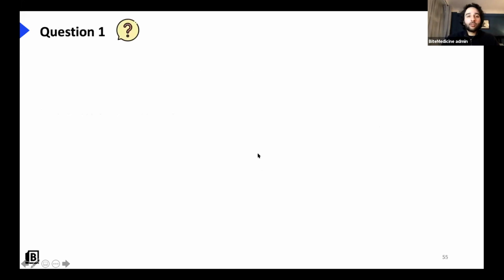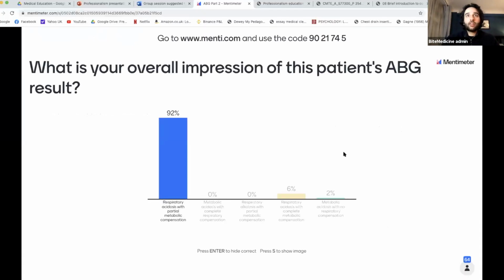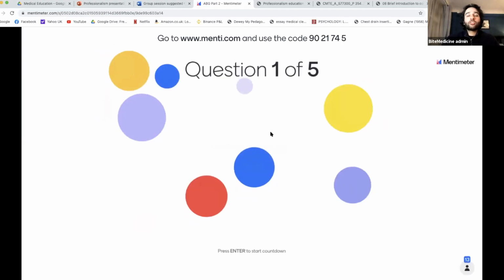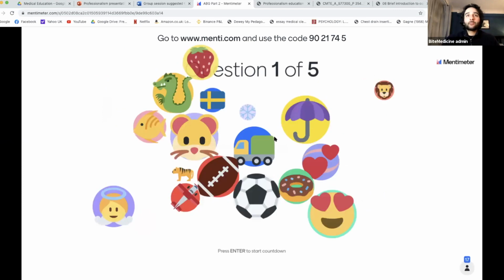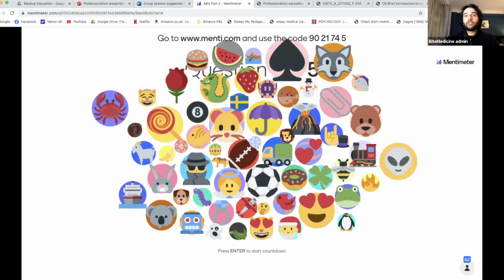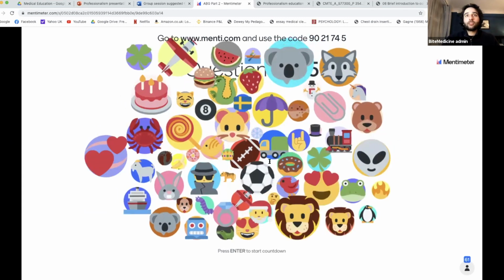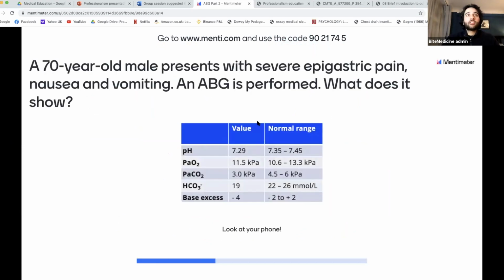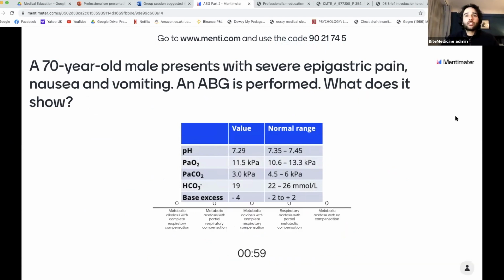Okay, so let's start off with question 1. Hopefully you can all see that. Question 1 of 5, everyone can join in. Okay, so let's start the countdown. All correct answers give you maximum points. There's the history, there's the blood gas result. What does the blood gas show? You have 1 minute.